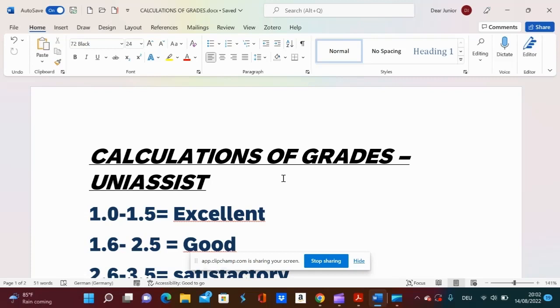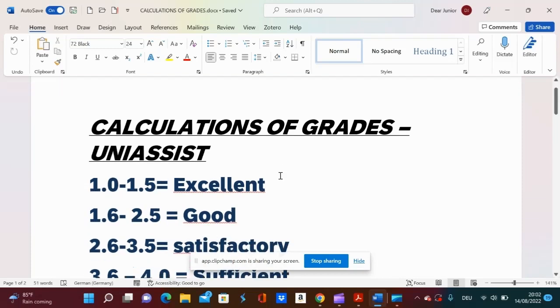Now, today's episode, I am coming to teach you, or guide you, on how you can calculate your own grade, or convert your grade into the German grading system. If you can see my screen, I've just given a heading: calculations of grades for uniassist. So if you want to apply for a school, whether through uniassist or directly to the school, then you can do the calculations yourself for your own grade, so that you'll be able to apply for the school.